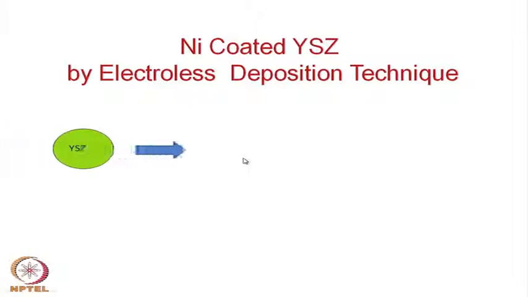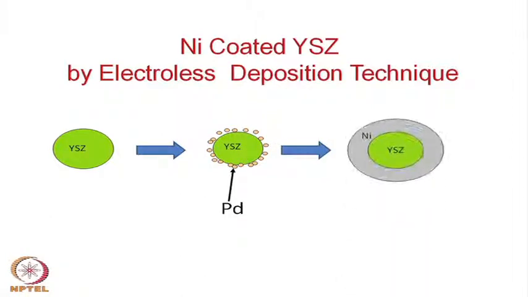Yes, this is a kind of pictorial representation of what actually happens. This is bare YSZ powders, then you put the palladium sensitization. Palladium particles actually get adhered to the surface of the YSZ, and then it is put in the electroless solution, and a good coating of nickel forms. Now, this is not nickel oxide, this is metallic nickel produced over YSZ.